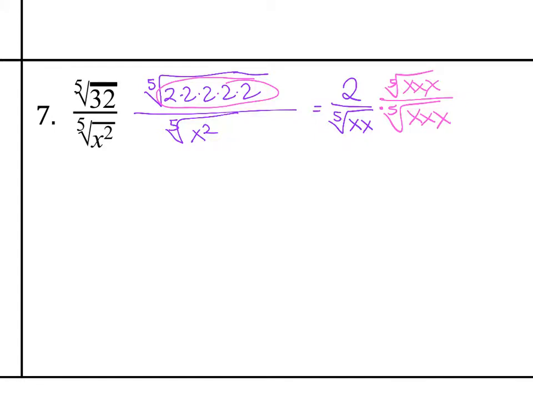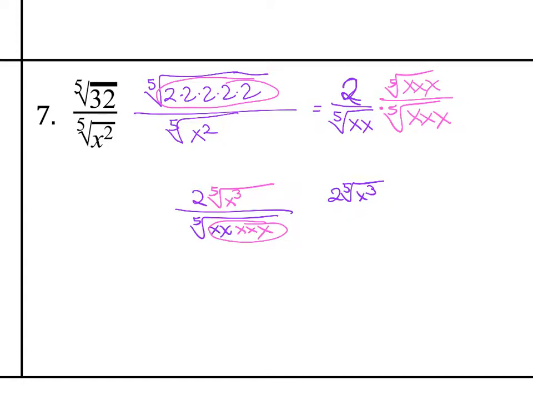Now the numerator, I just multiply across. This 2 is not in the radical, so I just write it as 2 fifth root of x times x times x, or x to the third power. Then the denominator becomes fifth root of x times x, and then 3 more x's. Now there are 5 of them, so that's perfect, right? That was our goal. We want to rationalize the denominator. You're not allowed to have radicals in the denominator. And so now this is done.